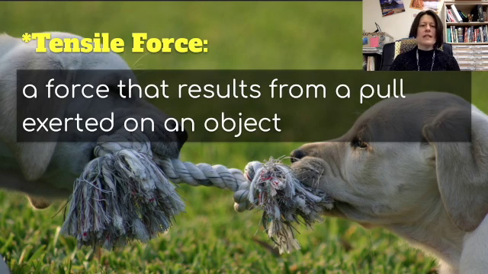One type of contact force is tensile force. This is a force that results from a pull exerted on an object. It causes tension. So when you say that there is tension in a rope, you're talking about tensile force. And so these puppies are using tensile force. They're putting tension in that rope toy.